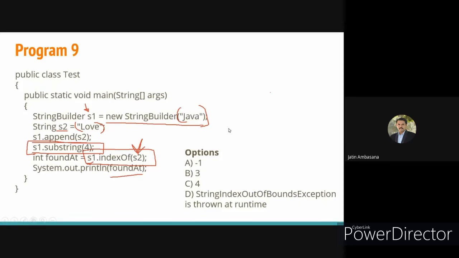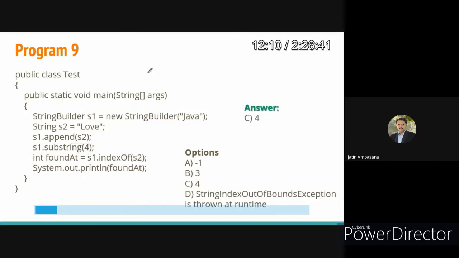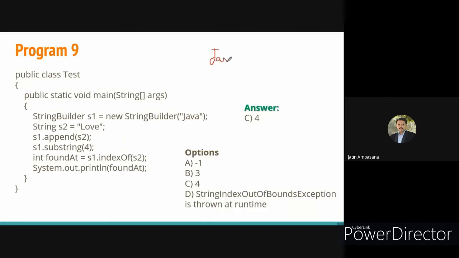Any guesses what it will do? You can put it in the chat box. I'm looking at the chat box. Hita is saying D. Okay. Any reason why, Hita, for D? Well, the answer is C. Answer is C.